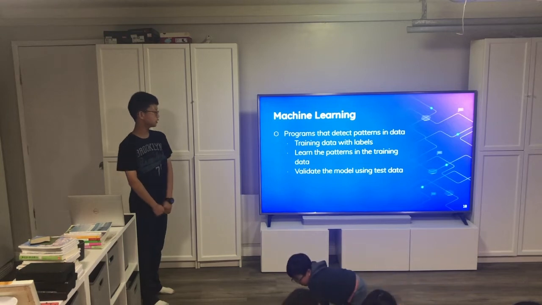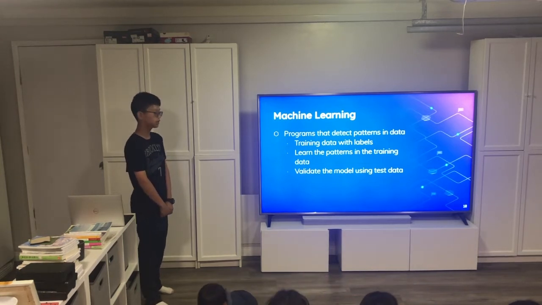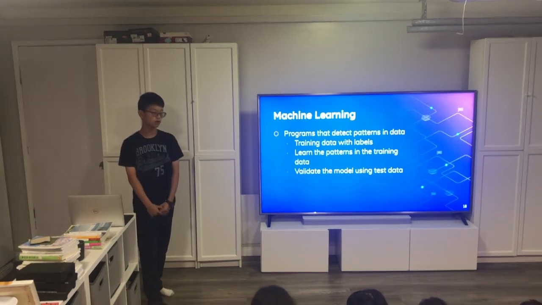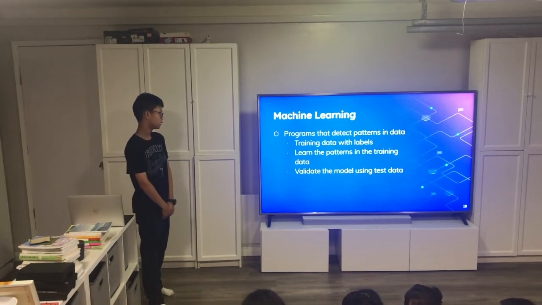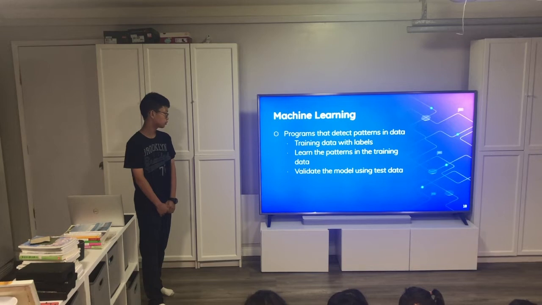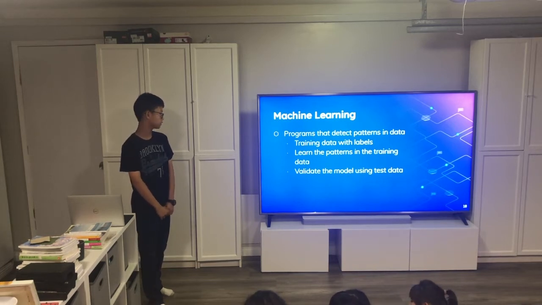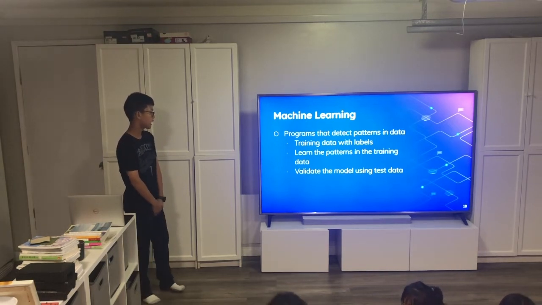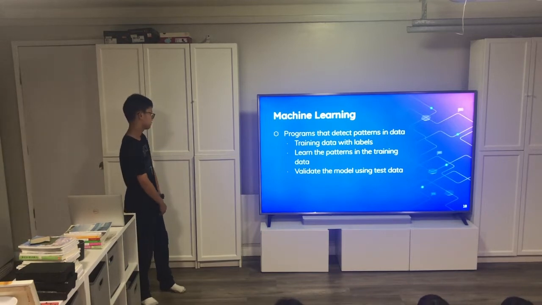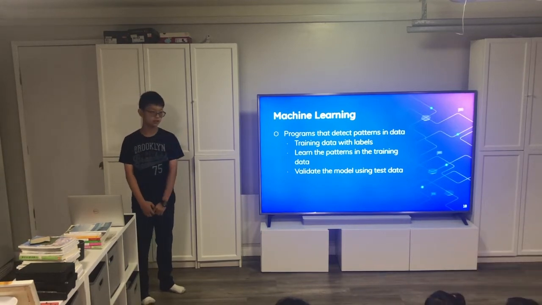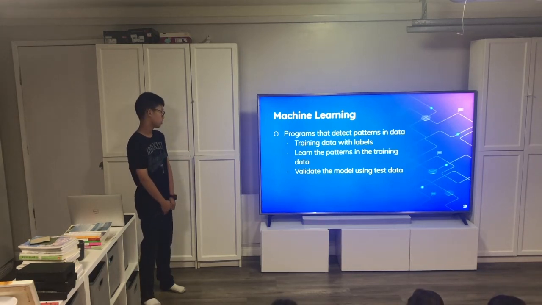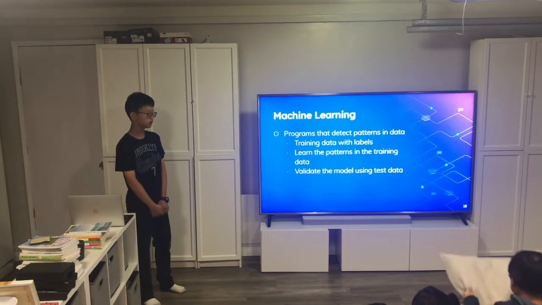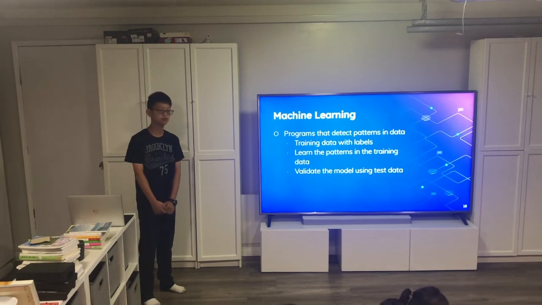So in machine learning, you try to create programs that detect patterns in data. First, we have to train the model that we create with data. And labels are there to help us create more classifications to help us find the patterns easier. Then our model will learn the patterns in the training data using various algorithms. And then we also have separate test data that we use to validate the model that we created to see whether or not there are any specific flaws in our model and find out areas that we can improve.